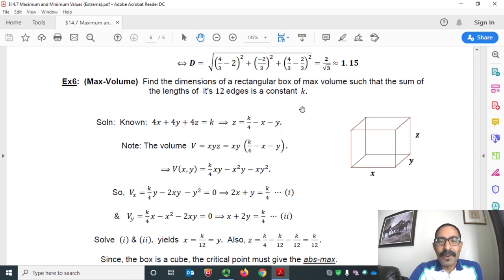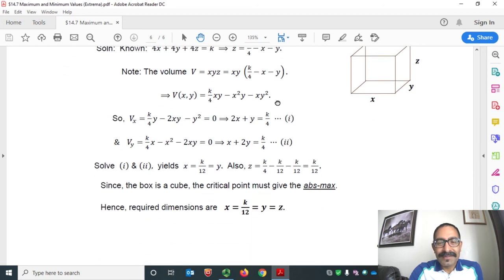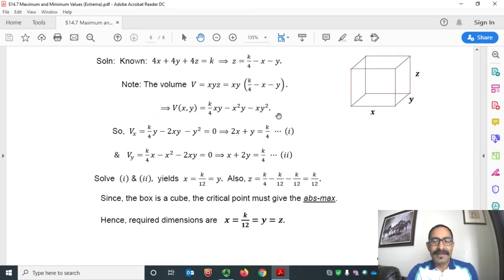And the volume of this box is length times width times height, that is V equals x times y times z. Put z equal to this expression here. That means our volume is a function of x and y, which turns out to be k over 4 xy minus x squared y minus xy squared. Let me scroll down. That's better.